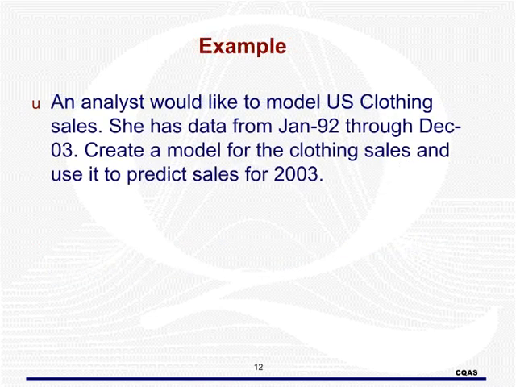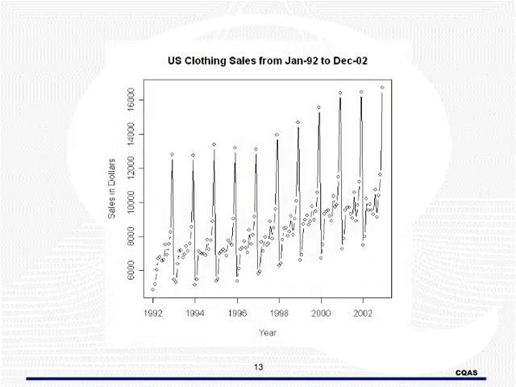Here is an example considering the sales of clothing in the US from January 1992 through December 2003. Let's create the model using the data from 1992 through 2002 and assess its predictive ability using 2003. Here is a plot of the data over time. Does the series exhibit a seasonal pattern? Is there a trend? What about constant variance?